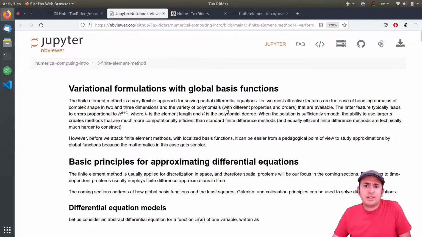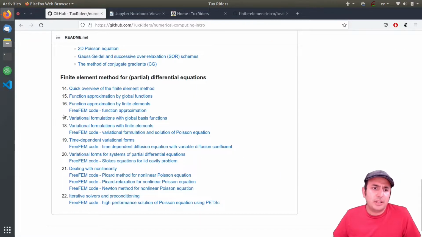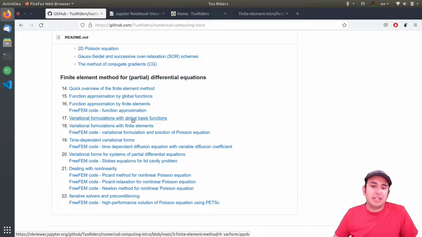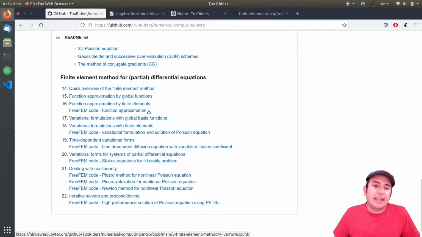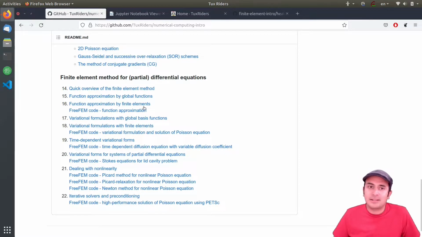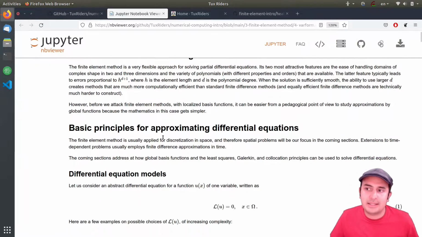So the variational formulation can be with global basis. Here we see that it says with global basis functions, meaning the concepts of basis functions, the orthogonal ones, similar to basis vectors, and then when we use Lagrange polynomials, it becomes finite element. So that's more or less the same thing.